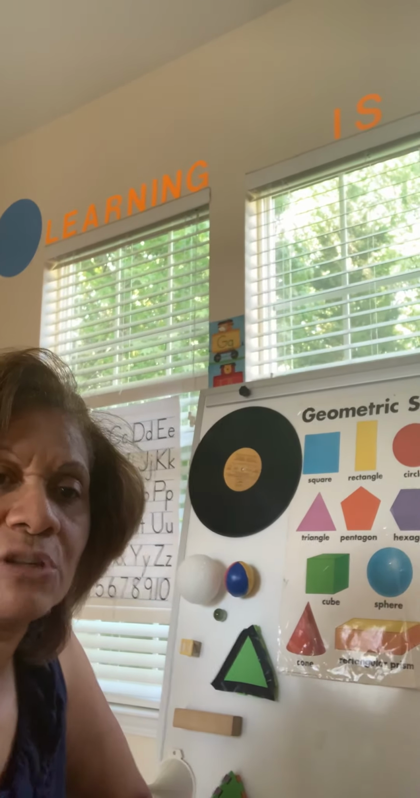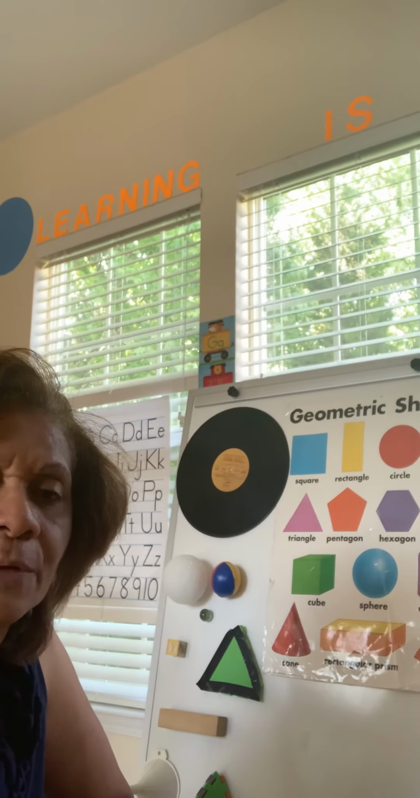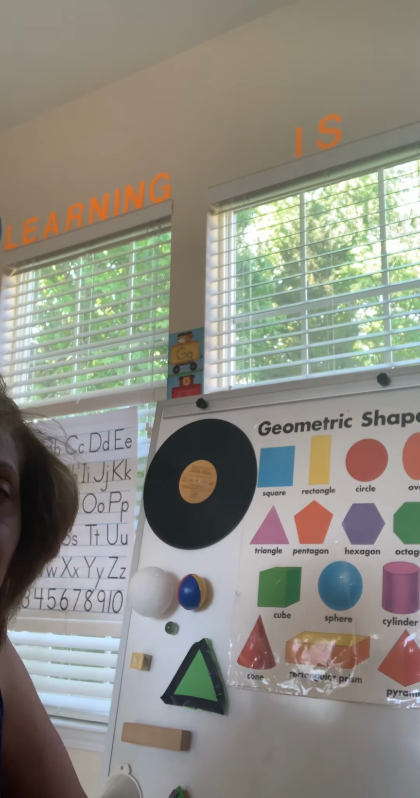Today's small group is I'm thinking of a shape. Before we get started with our small group activity, I'm going to go over a chart that I have on geometric shapes. We're going to talk about the shapes just for a second so we can identify our shapes and review them. I'm going to review the shapes with you. So let's take a look at this chart.